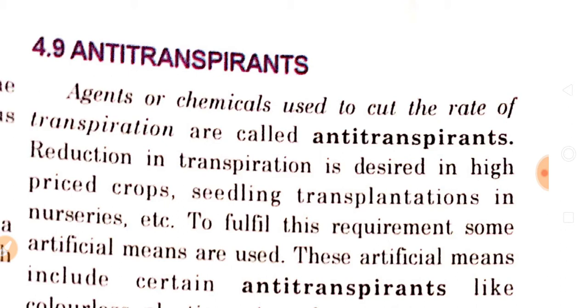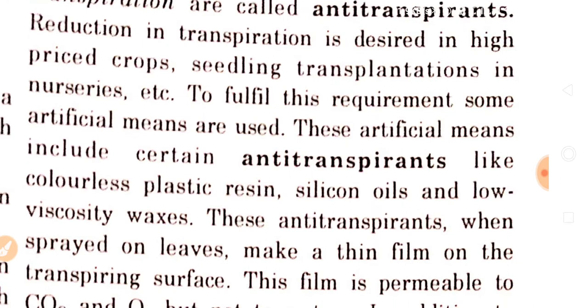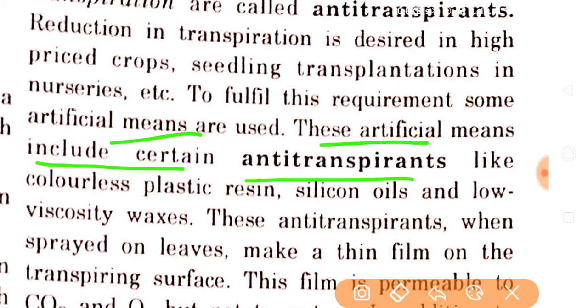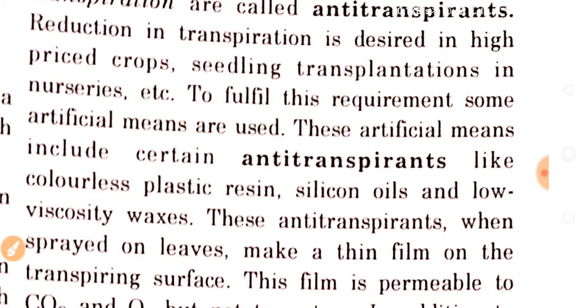Reduction in transpiration is desired in high-priced crops, seedlings, transplantations in nurseries, etc. To avoid the shrinkage of the plant or loss of much water from it, we need these anti-transpirants. To fulfill this requirement, some artificial means are used. These artificial means include certain anti-transpirants like colorless plastic resin, silicon oils, and low viscosity waxes.